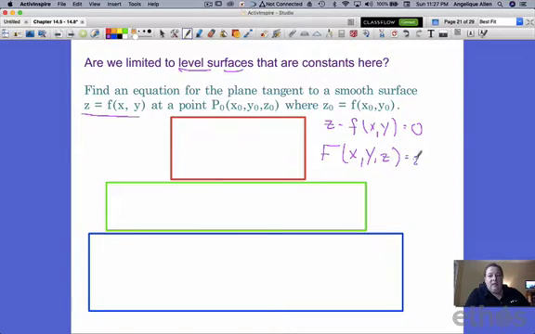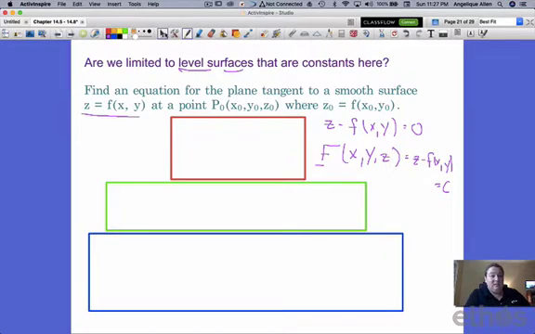Okay, equals z minus f of xy, which does equal a constant. So now I've kind of got a level, I've turned my surface into a level surface of some function that I don't know yet, okay? So I'm going to take a step back, work with big F, all right?